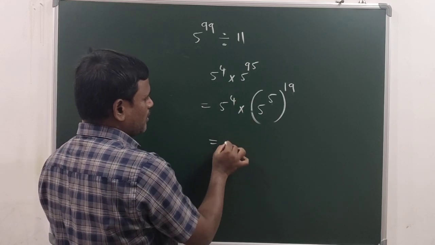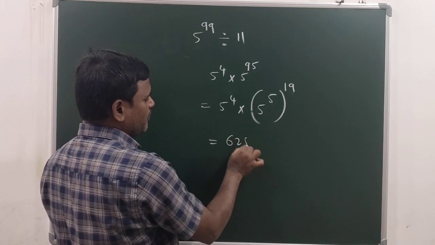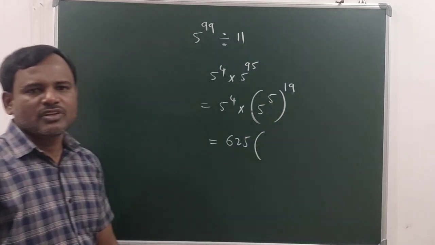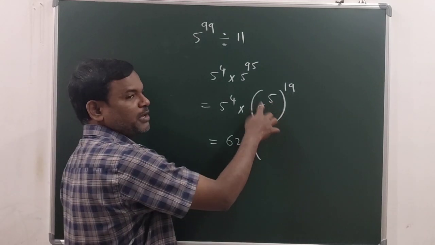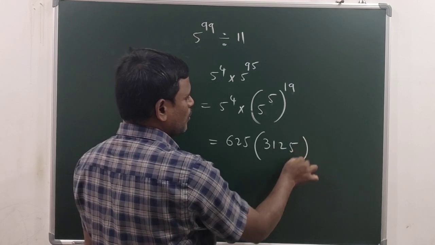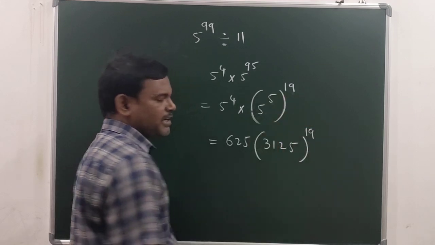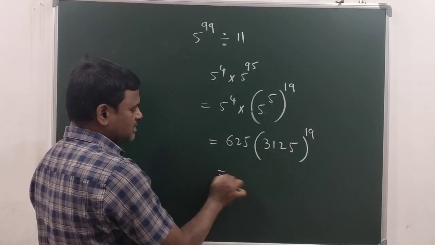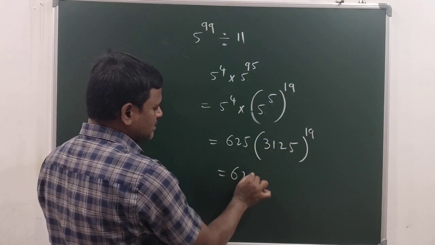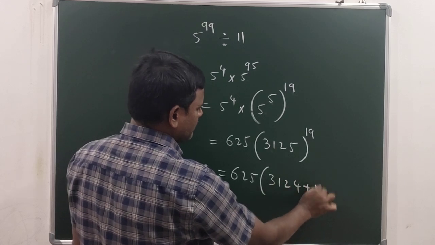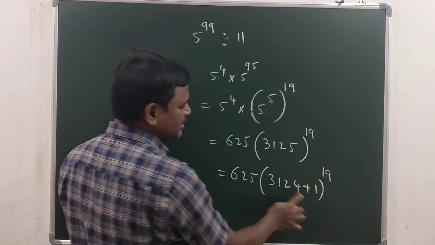So 5 power 4 becomes 625. And 5 power 5, if you multiply 5 times, you will get 3125, whole power 19. Now this 3125, in the next step, I am going to write as 3124 plus 1.